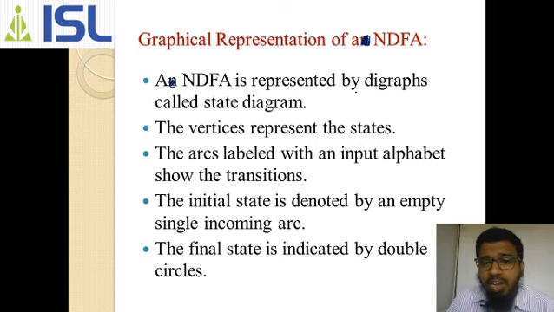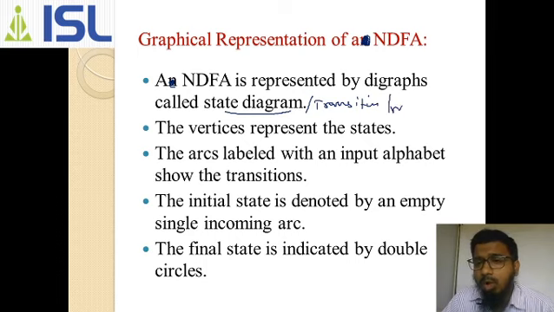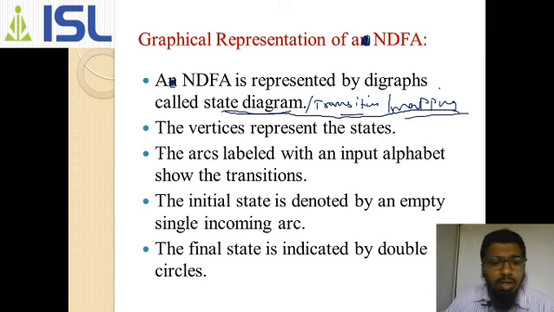An NDFA is represented by a digraph called a state diagram, transition diagram, or mapping. There are many names. If you see any one of these names, state diagram, transition diagram, or mapping, it means the same thing.